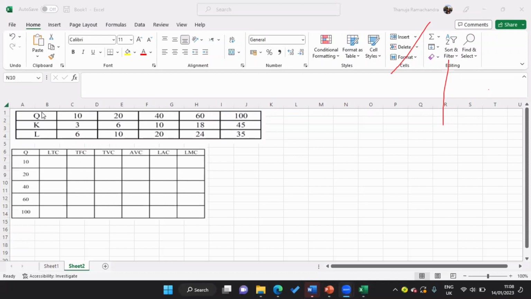Right. So Q is 10, 20, 40, 60 like that. K also changing, L also changing. So this is LTC, long run total cost. So we can calculate that LTC. Long run means all inputs are changing. Short run means capital is fixed.